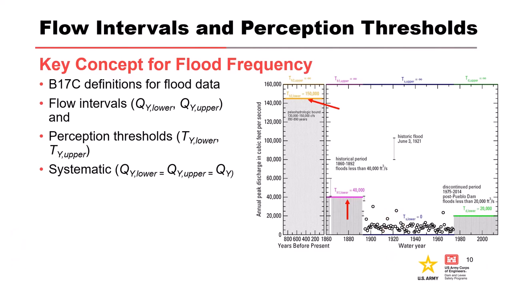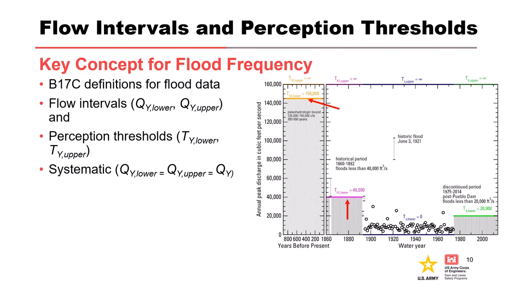So systematic and interval designations, I think, are fairly clear here. Either we're sure enough that we just represent it as a single value, or we have uncertainty about it, so we represent it as a range. Perception thresholds are a little bit trickier to understand. Bulletin 17C defines the lower bound as the smallest peak flow that would result in a recorded flow, and the upper bound as the largest peak flow that could be observed or recorded.